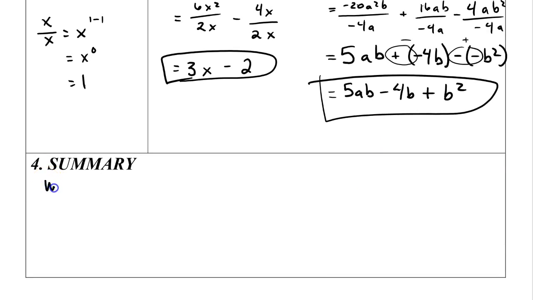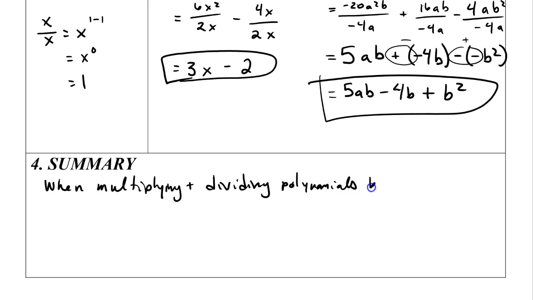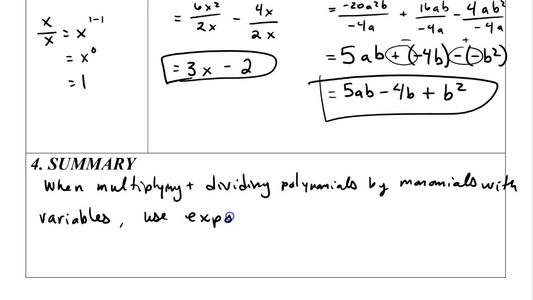So in summary, when multiplying and dividing polynomials by monomials with variables, use exponent laws to divide and multiply the variables.